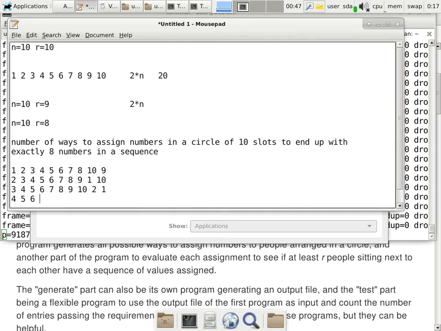So 4, 5, 6, 7, 8, 9, 10 is as far as I can go, and this is only 7 numbers. So in order to end up with a sequence of 8, I will need to put a 3 here. If I put a 3 here, I only get one way to assign the numbers to these 2 empty slots. Because I cannot have a 2 here, because that will make it a complete sequence. So the 2 has to end up here, which also means the 1 has no choice but to go here.